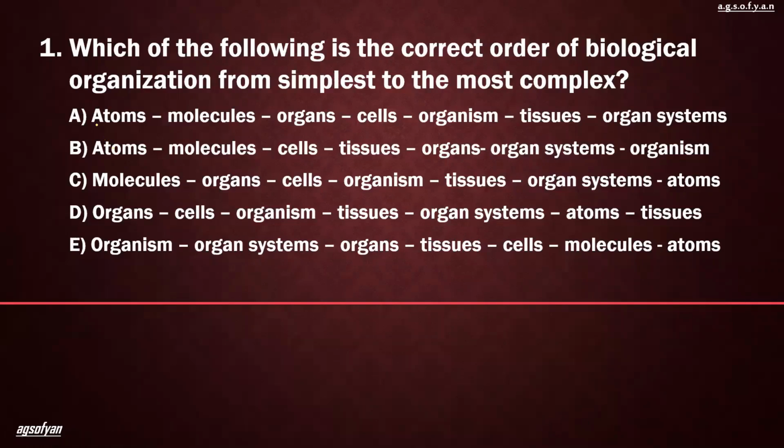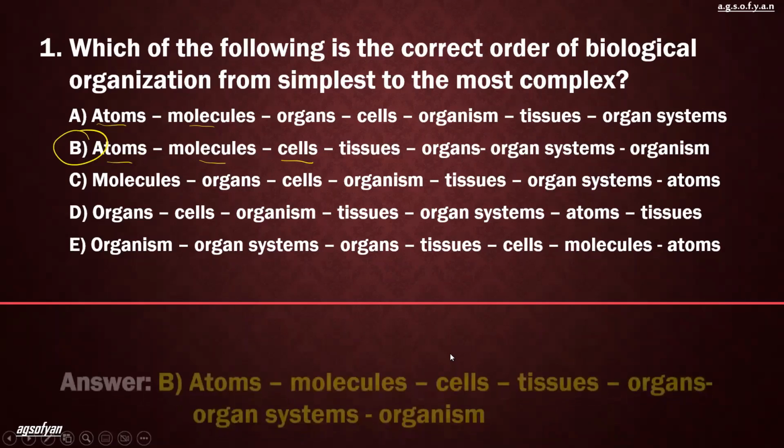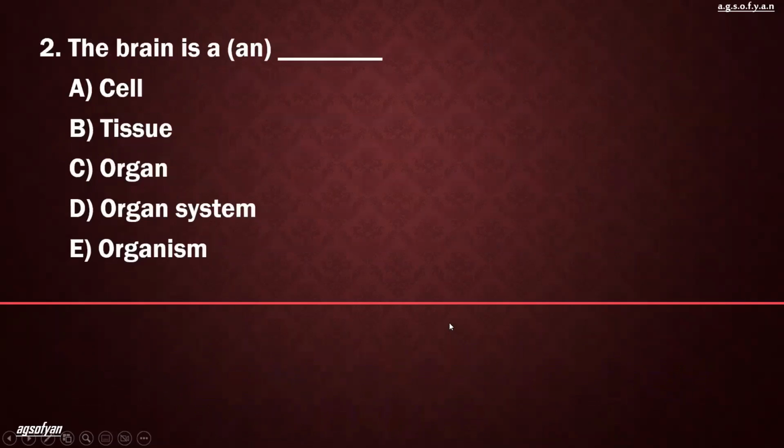Always start with atom, right? After atom is molecule, and after molecule should be cell. So just that you have the answer. You don't have to think about other things. Just choose that one. Let's make it fast and correct.